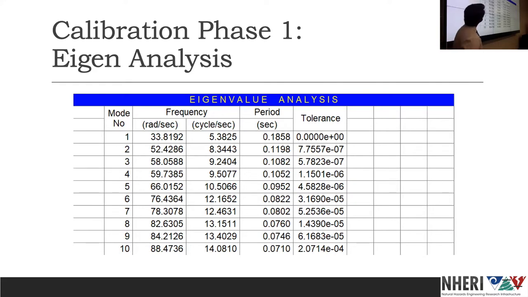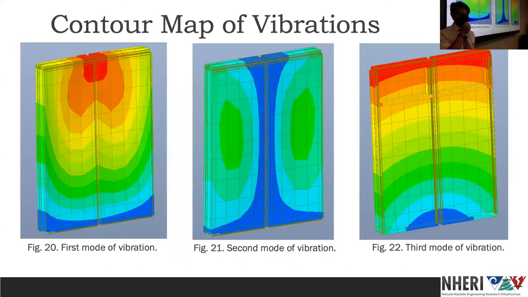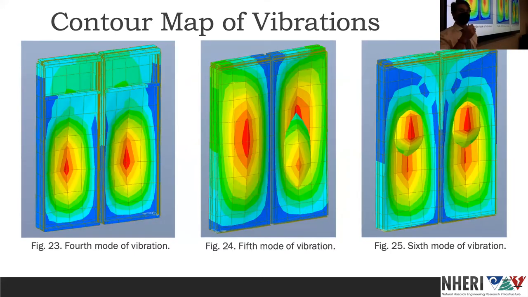The main purpose of this, other than matching the natural frequency values, is to also get some contour maps and see where the deformation and the color coding of how the vibrations affect the model. So the red is obviously the more intense, the blue is less intense. And there's actually 10 modes of vibration. I'll go through them now, as you can see. You can also see some concavity in the panels as they bend.